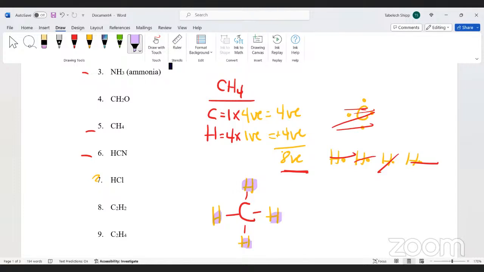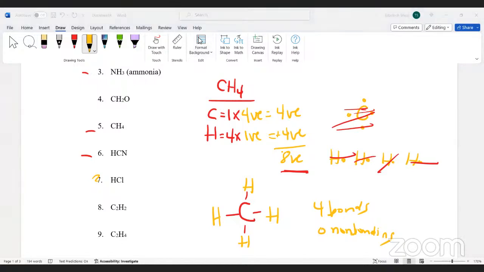Okay. Now, are there any non-bonding pairs of electrons? No. So if we were to look at our picture here, it would actually tell us what to look for with 4 bonds, 0 non-bonding. This tells us that we have a tetrahedral shape. So let me go ahead and show you guys what I mean by tetrahedral shape. I'm going to share the screen and bring up the chart so that you guys can see that, because that's important for you all to know as well.